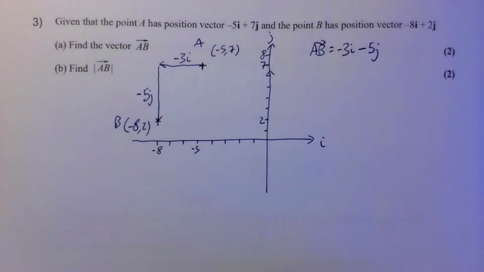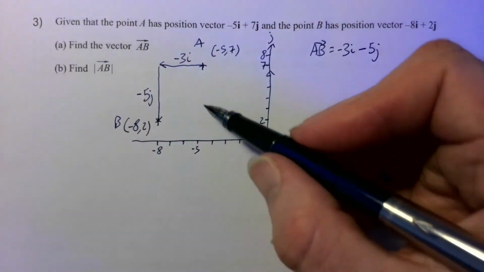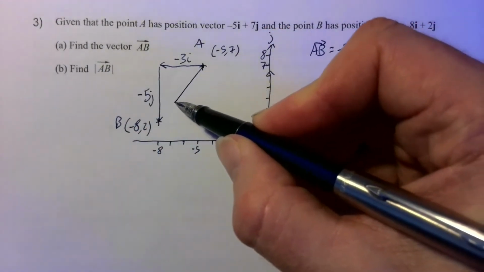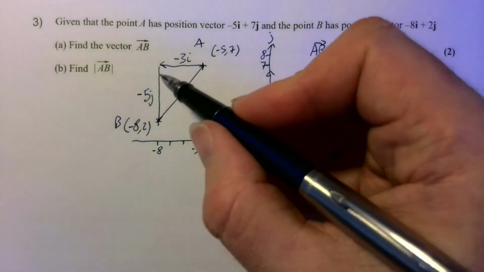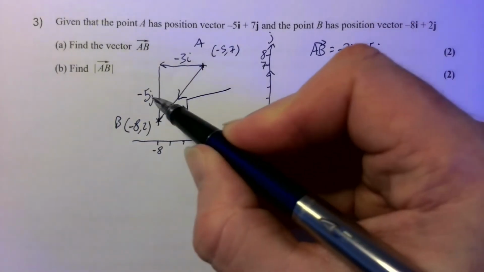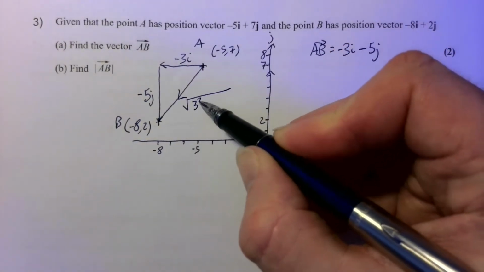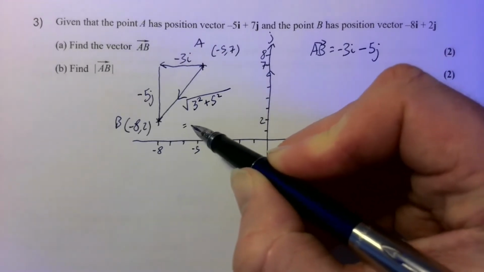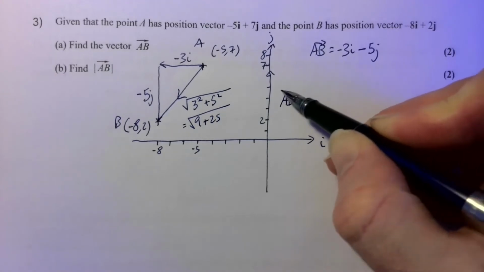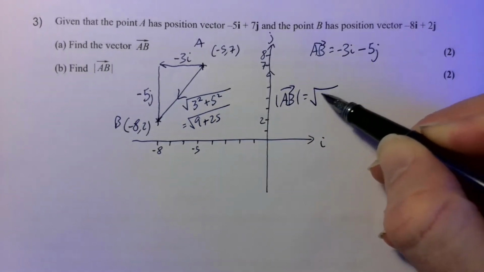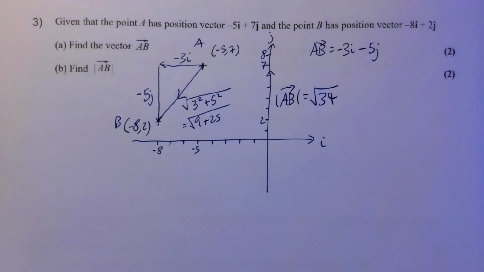take 5j. And then the magnitude of AB is the actual distance of the straight line from A to B. And that we can do using Pythagoras, because that's 3 long and that's 5 long. 3 squared plus 5 squared, well, that is 9 plus 25, isn't it? So AB is going to be the square root of 34, and that's in its simplest form. So that's how you can leave it.